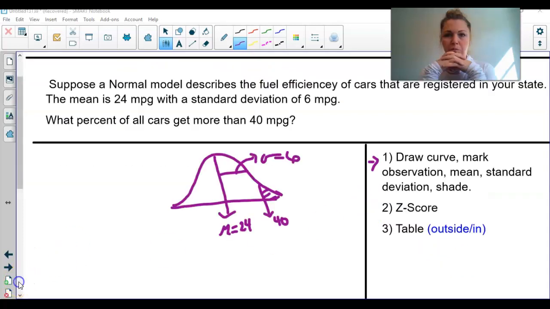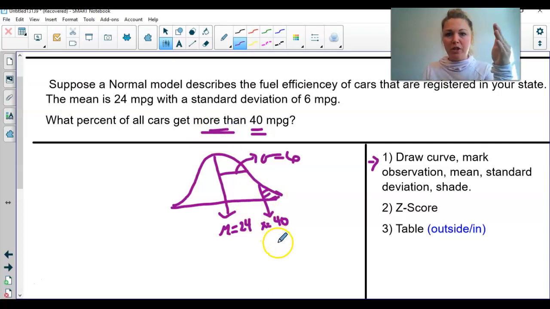Okay. Does your picture look like this? Do you have the mu? Now, keep in mind, if you're wondering, why is it called mu again? Because it's describing the entire population. And sigma here, because again, the standard deviation that's describing the entire population. We have our observation of 40. And this time we are shading to the right because it's more than. Call that X.